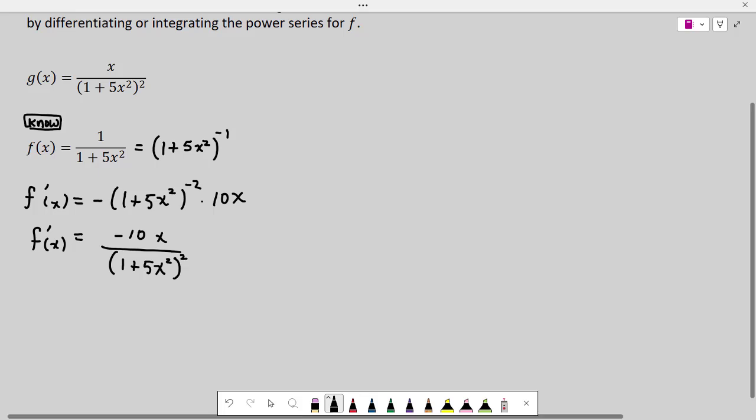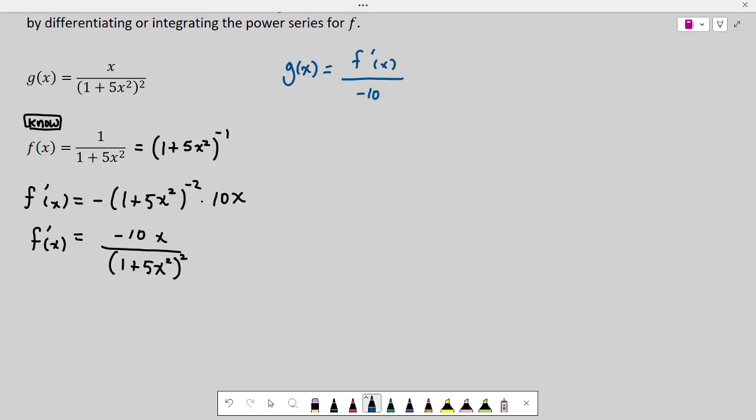So did we do the right thing? Well, it's the same except for the negative 10. So how do we get to g from f then? It's f prime of x divided by negative 10. Everyone agree? If we take f prime of x and divide by negative 10, we're going to get an exact match. So to get the power series for g, get the power series for f, take its derivative, divide by negative 10.